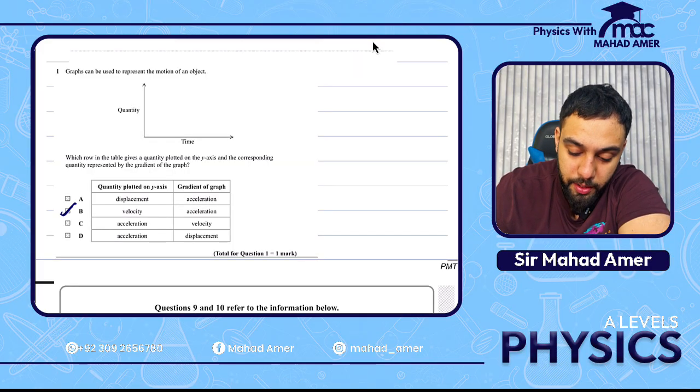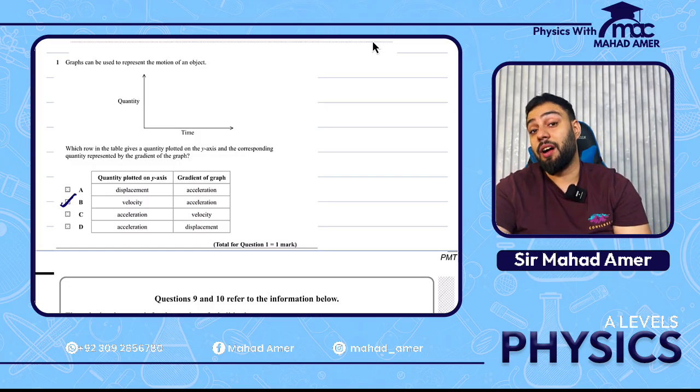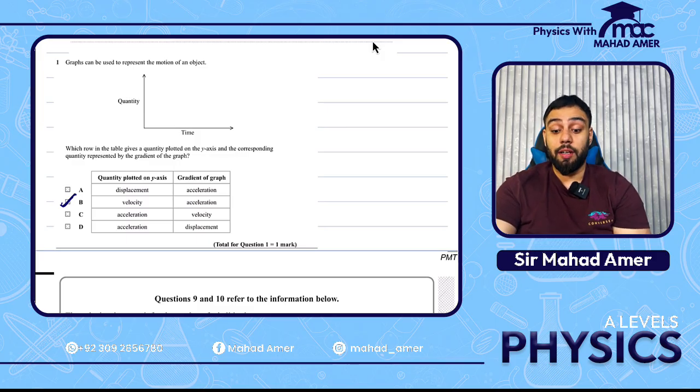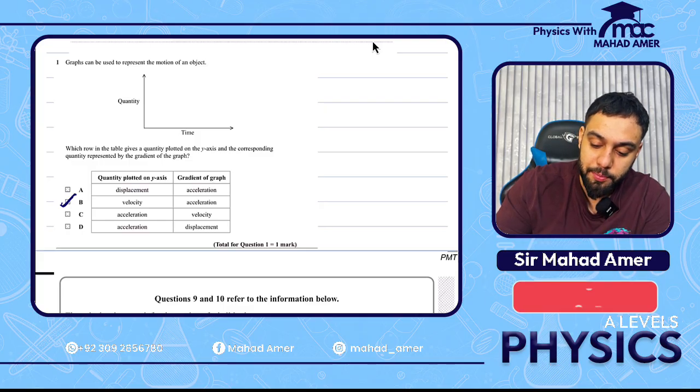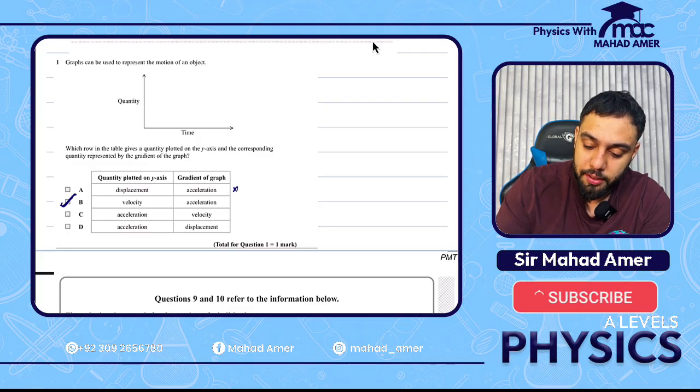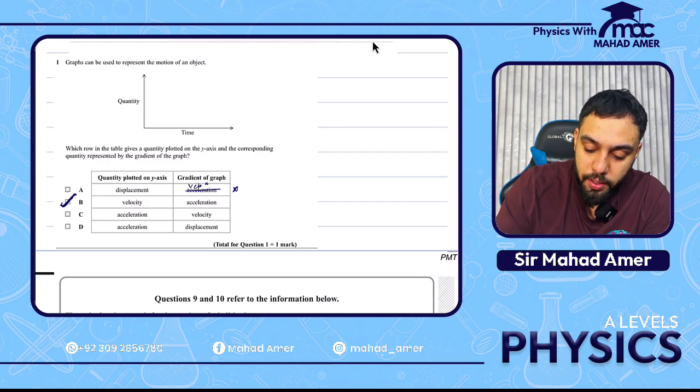If it would have been an acceleration time graph, the area, not the gradient, rather the area gives us change in velocity. And there's nothing else that can happen. For displacement time graphs, the gradient does not give us acceleration, it gives us velocity. So it would have been velocity over here. Velocity time graph gives acceleration, and that's it.